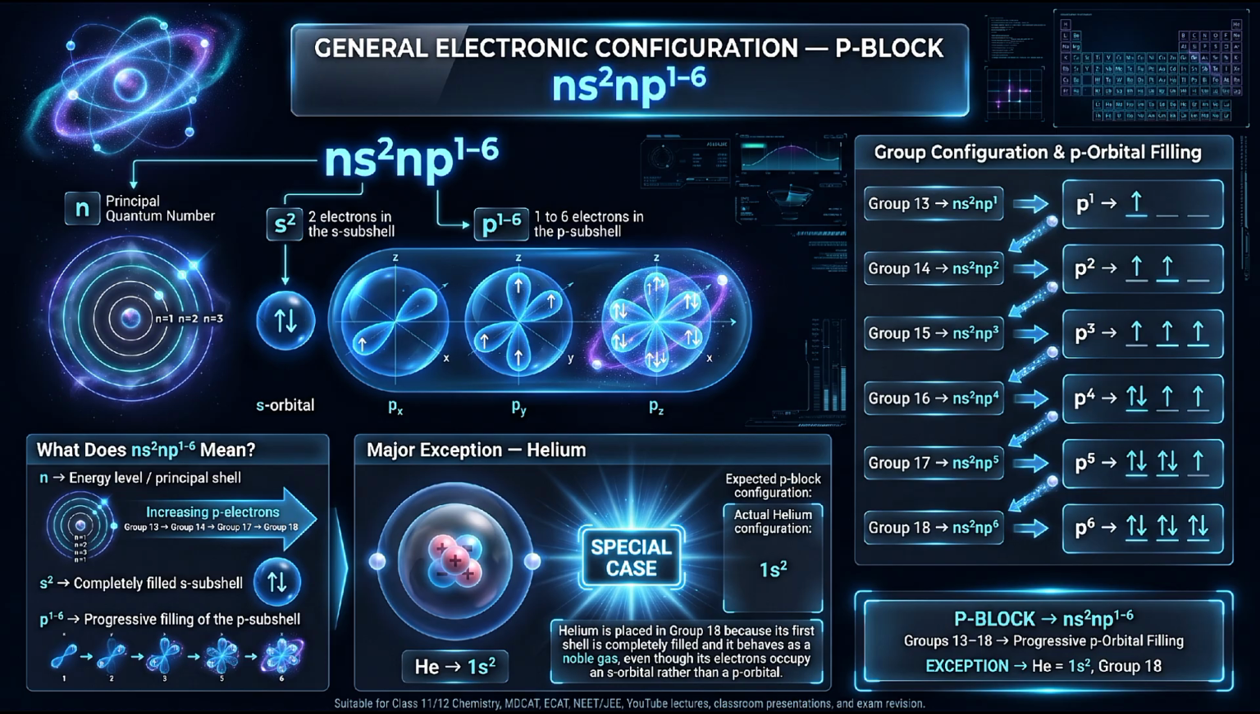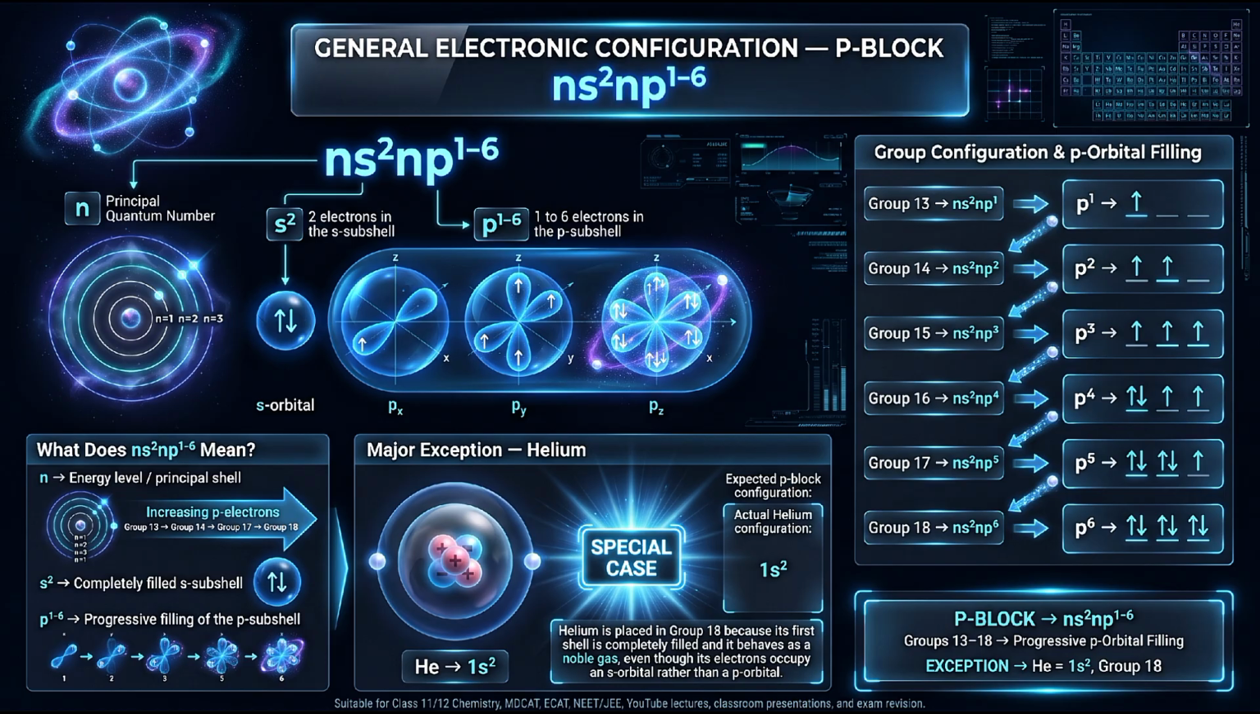When the fourth electron enters the p-subshell, pairing begins. This gives group 16 the configuration ns²np4. One of the three p orbitals now contains a pair of electrons, while the other two contain one electron each. Oxygen is a familiar example with the valence configuration 2s², 2p⁴. This arrangement helps explain why oxygen tends to gain or share 2 electrons during chemical bonding.